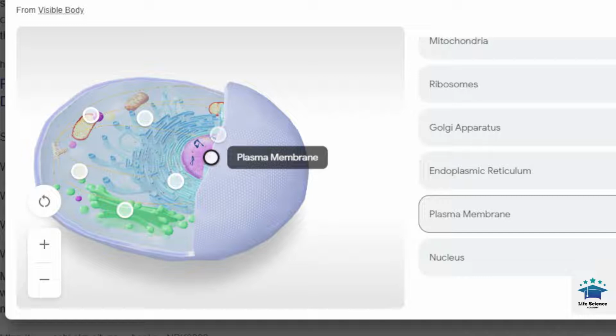In this animation, we will learn what the cell looks like and what the constituents, or organelles, present in a typical eukaryotic cell are.